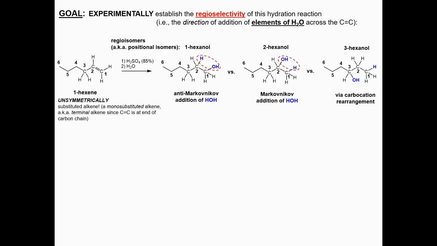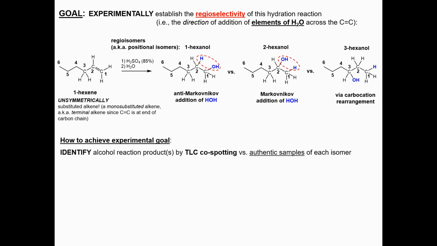3-hexanol would result from rearrangement of the secondary carbocation that's formed directly upon protonation of carbon number 1 of the alkene to another secondary carbocation on the adjacent carbon labeled number 3. You'll establish the regioselectivity of the reaction by identifying the isomers of product that form. This you'll accomplish by co-spotting on the same TLC plate your reaction product along with authentic samples of the 3 possible hexanol isomers. The technique of TLC co-spotting is described in a separate video.